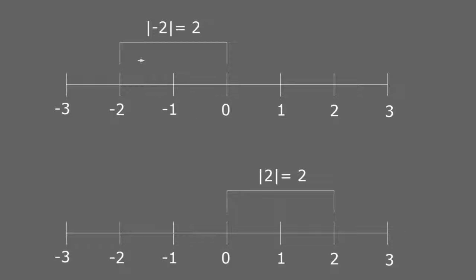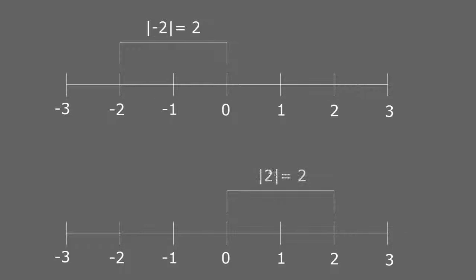Here we see the absolute value of -2, and the absolute value of -2 is nothing more than the distance between -2 and 0. And the distance between -2 and 0 is just 2. That's why it is a positive number.